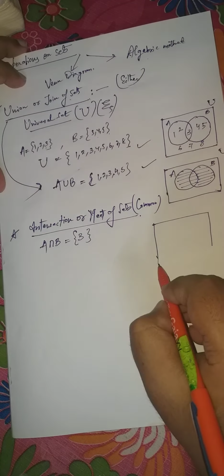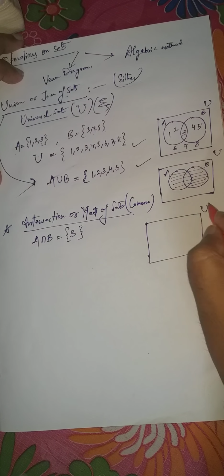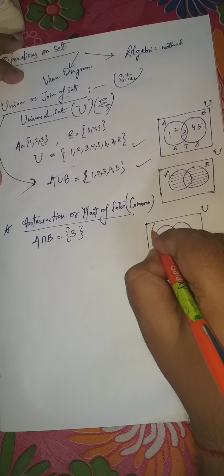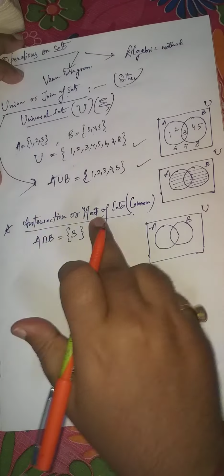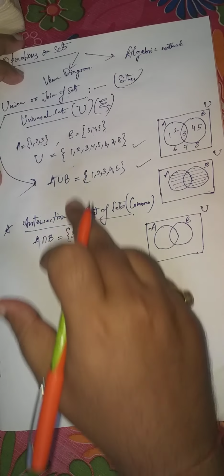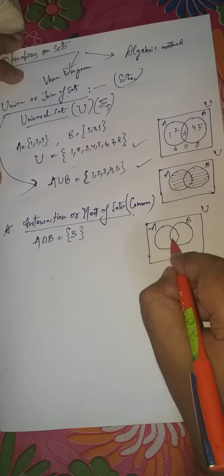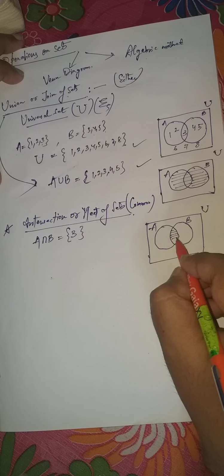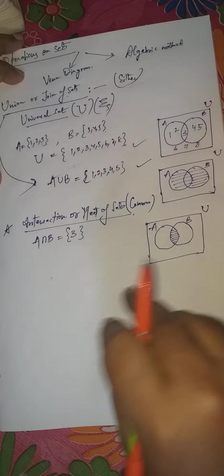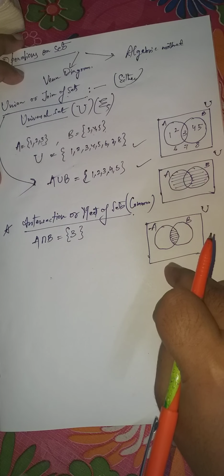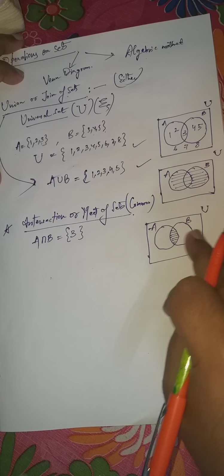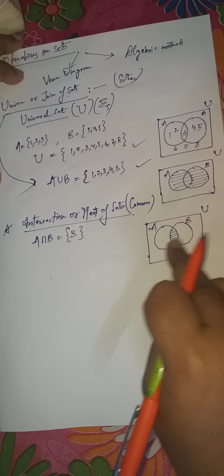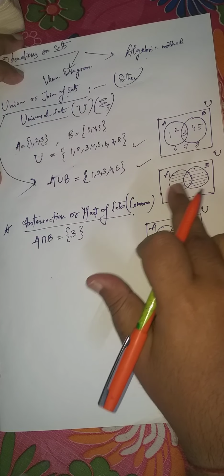Representation of this operation in a Venn diagram. See, again this will represent the universal set, A and B. Intersection means what? Common region, or common element. The common element is 3. You will write 3 here because 3 is common to both A and B. So you will shade only this region. This is the Venn diagram representation of the intersection of two sets A and B, the middle part, the common part of the two sets. And for union you have to shade the whole region.